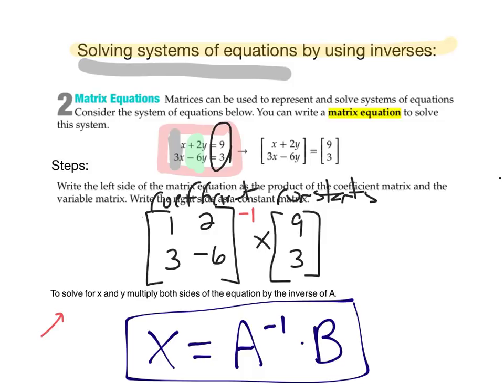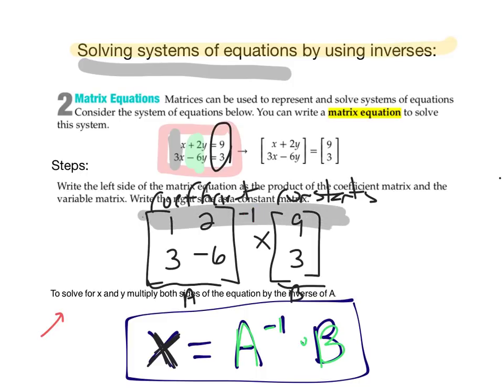If you call the coefficient matrix A and you call the constant matrix B, then whatever x and y are equal to is going to be A inverse times B. So let me show you how we're going to go about solving this system of equations. What I want you to do is enter this expression into your calculator.